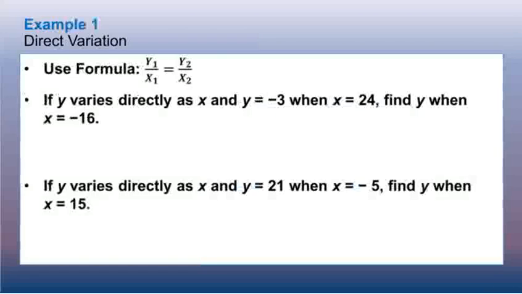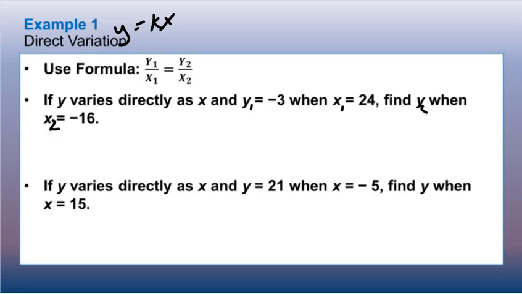These are variables. So we're going to use the formula y1 divided by x1 equals y2 divided by x2 to solve these. Again, that is derived from direct variation of y equals kx. We're just solving for the constant. So here it says if y varies directly as x and y equals -3 when x is 24, find y when x is -16. So if this is your y1, x1, we need to find y2 when x2 is -16.